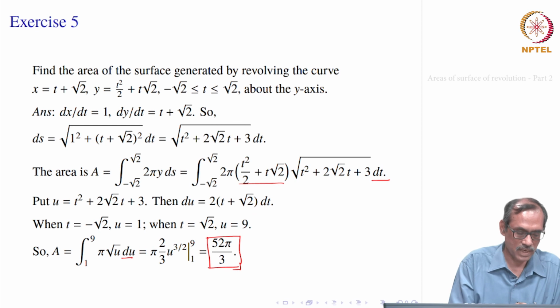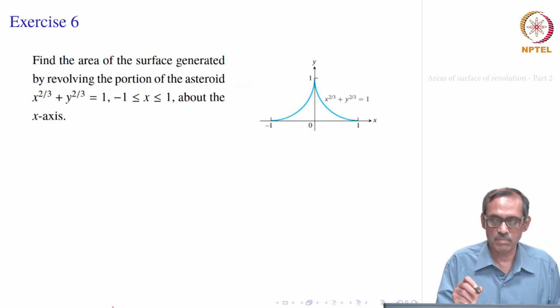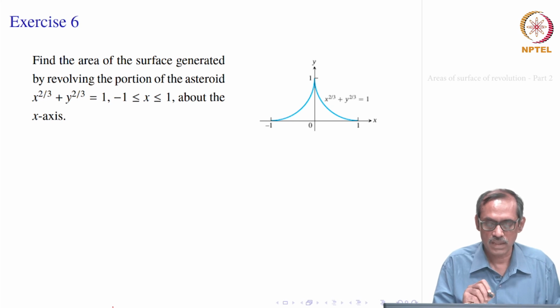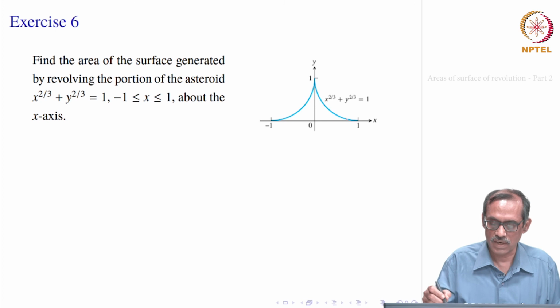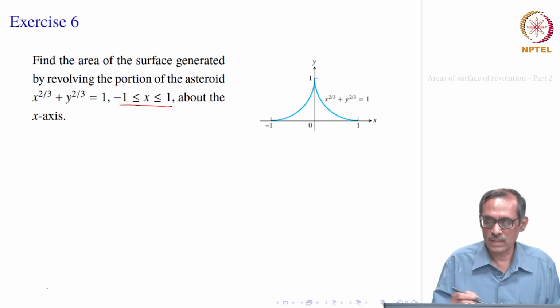Okay. So, let us take one more last problem. Find the area of the surface generated by revolving the portion of the asteroid. You have seen the asteroid earlier, 4 petals were there. Now, we have only 2 petals here, because x varies from minus 1 to 1. X to the power 2 by 3 plus y to the power 2 by 3 equal to 1 is the curve, and the portion of the curve is described by limiting x to minus 1 to 1, and this is revolved about the x axis.